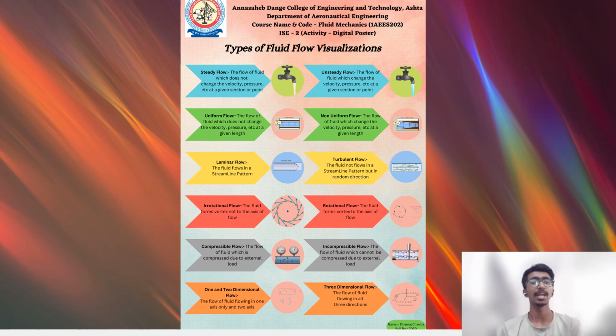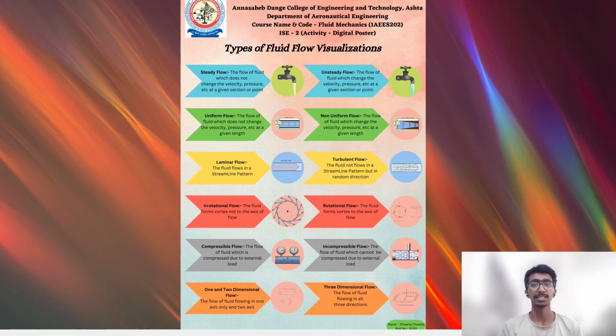Now, next up we have uniform flow. Uniform flow is nothing but an extension of steady flow. It means the fluid parameters do not change at a particular length with respect to time. For a particular length, it does not change its fluid parameters such as velocity, pressure and density. Vice versa to that, we have non-uniform flow. Non-uniform flow means the fluid parameters change with respect to time at a particular length.